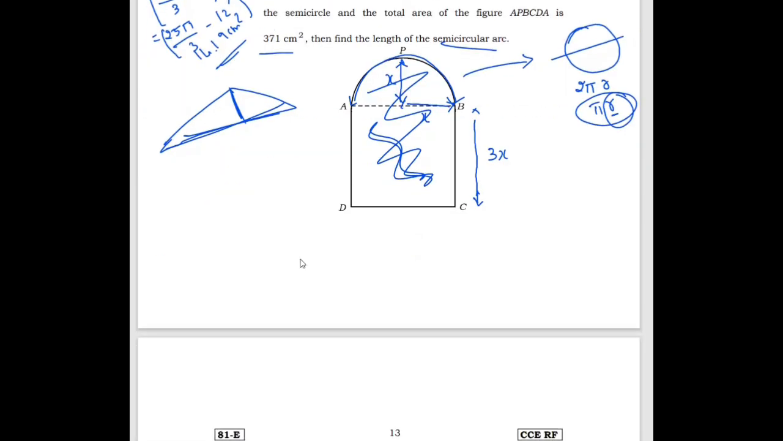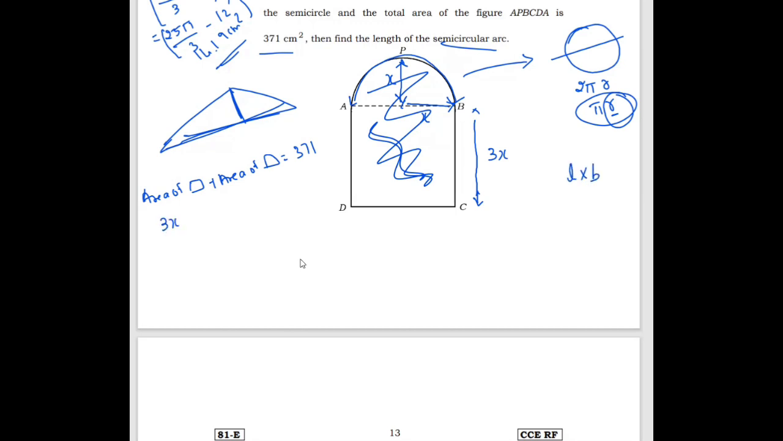They're telling the entire area. Let me see what the entire area is: area of rectangle plus area of semicircle gives you 371. What is the area of the rectangle? Area of rectangle formula is length into breadth. Length is 3x.